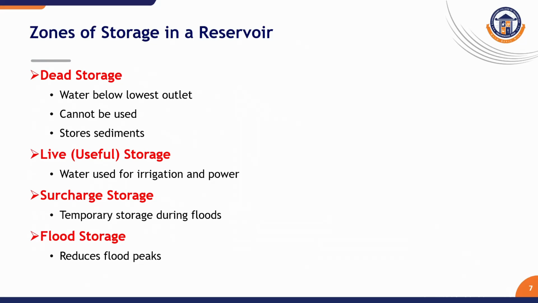Then, zones of storage in a reservoir. A reservoir is divided into different zones of storage. The first one is dead storage. Dead storage is the water below the lowest outlet and is mainly used to store sediments. The second one, live or useful storage, is the water used for irrigation and power generation. Surcharge or flood storage is the temporary storage during floods to reduce flood peaks.